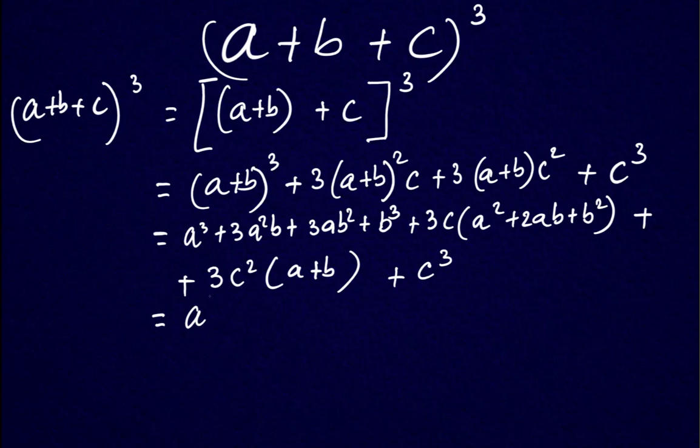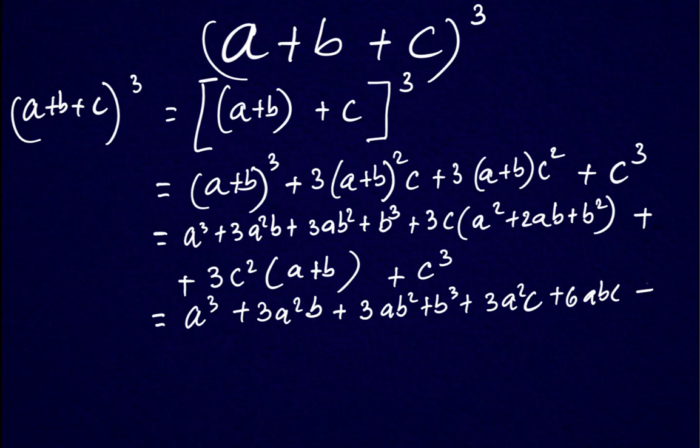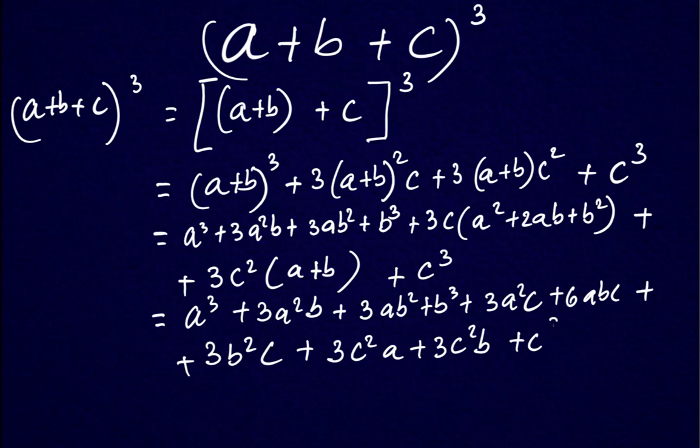So if we get a cubed plus 3a squared b plus 3ab squared plus b cubed plus 3a squared c plus 6abc plus 3b squared c plus 3c squared a plus 3c squared b plus c cubed. And now look at the cubes here.